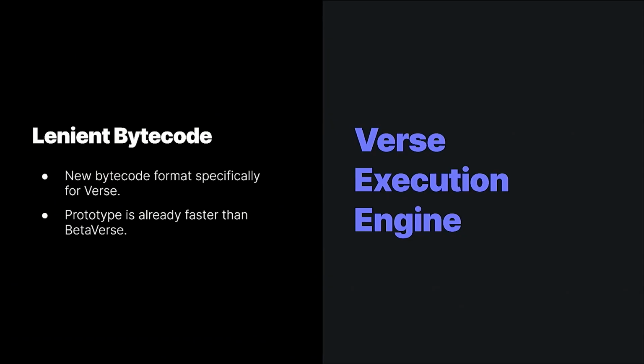So that's a huge part of why we think the Verse VM is going to be an enormous performance improvement for y'all. Additionally, the new Verse VM has a bytecode format and bytecode interpreter specifically optimized for Verse. It's a lenient bytecode where the bytecodes are allowed to execute somewhat out of order. Despite that, it's super fast. In fact, the prototype that we have is already faster than the Beta Verse implementation, and we're hoping for something like a 10x performance improvement when we ship it.